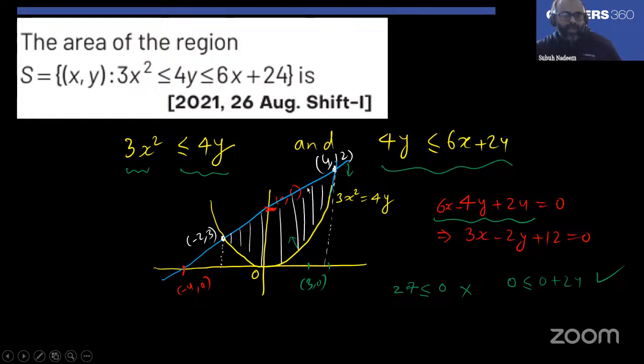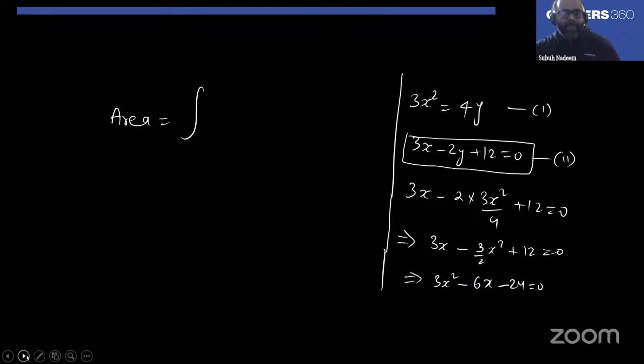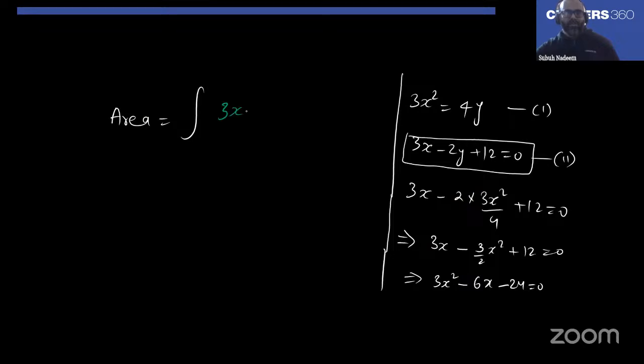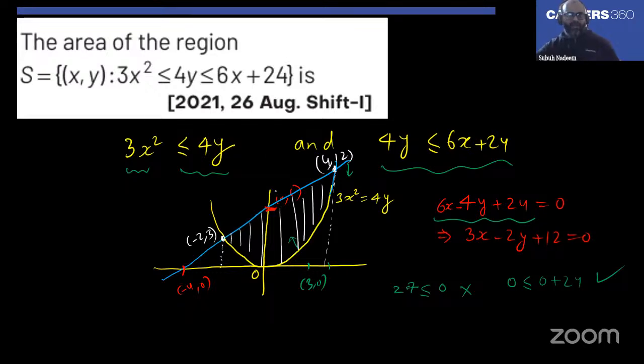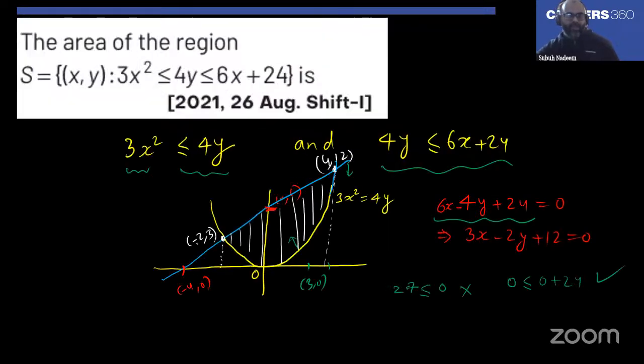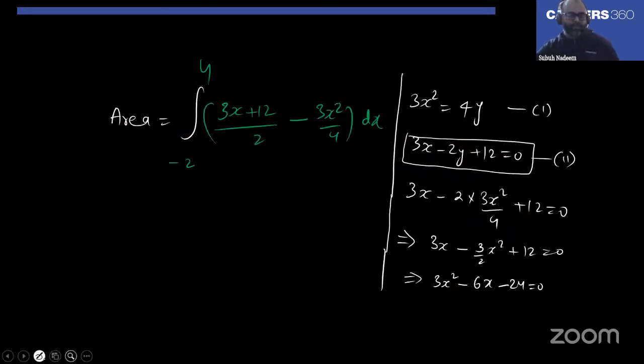Now we have to integrate the equation of the line. Equation of the line will come out to be, in terms of y if you write it, 3x plus 12 by 2, minus the parabola y, which is 3x² by 4, dx. And the interval is x equal to -2 to x equal to 4. Fine. So now let us solve it.